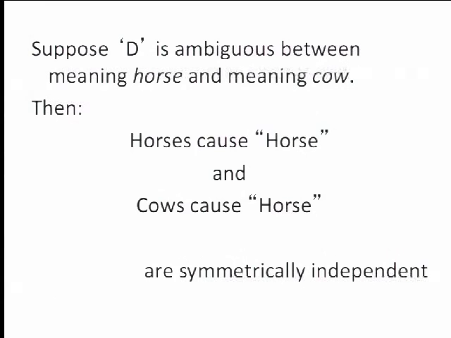Then you've got two causal connections, from horses to the use of the word horse, from cows to the use of the word horse. But they don't matter for each other. If you took one away, the other one would still be there. And that works both ways around. So if you've got an independence that's symmetric, then you just get an ambiguous term, right?